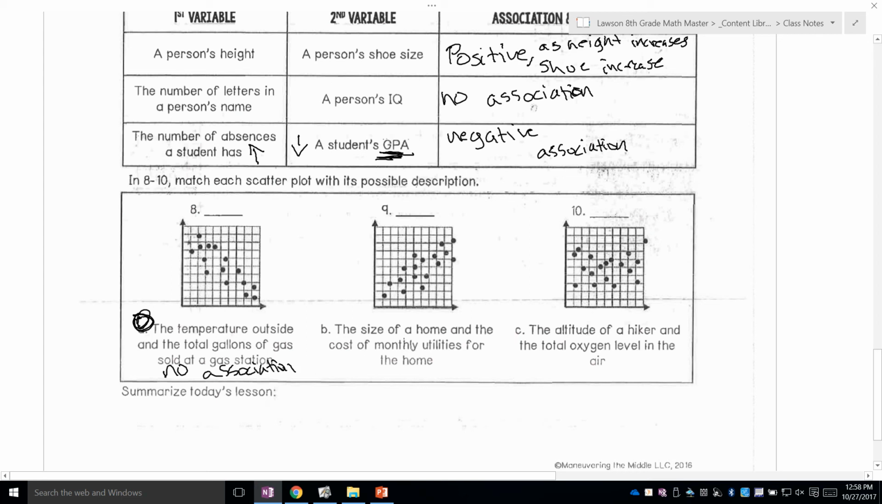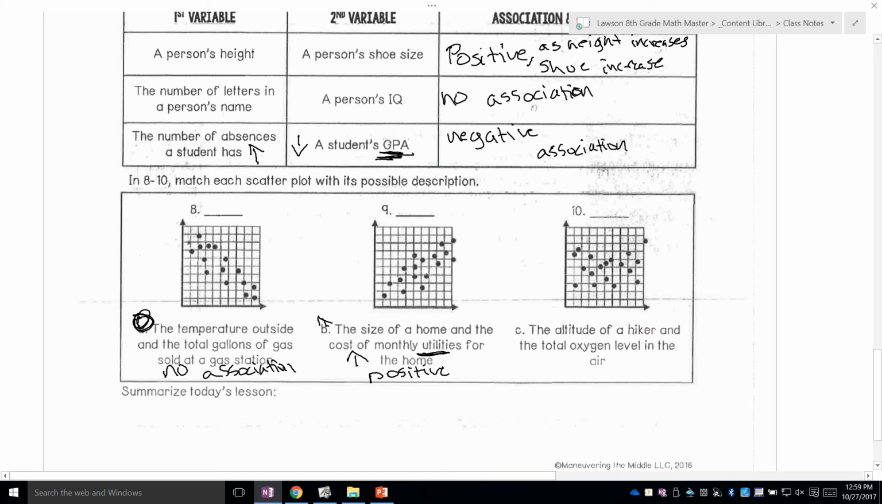Okay, the size of a home and the cost of monthly utilities. So utilities could be like the electricity. So if you have a big home, you're going to have to pay a lot of utilities in order to pay for like air conditioning and gas bills to keep it heated and things like that. So as the size of the home gets bigger, the cost of the utilities is also going to get bigger. And since those move together, it's going to be a positive association.